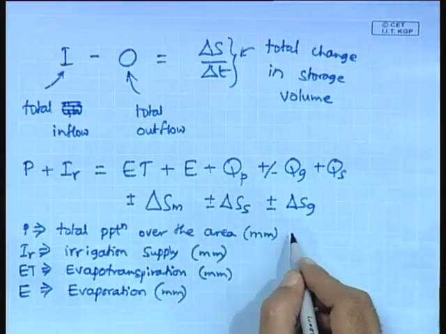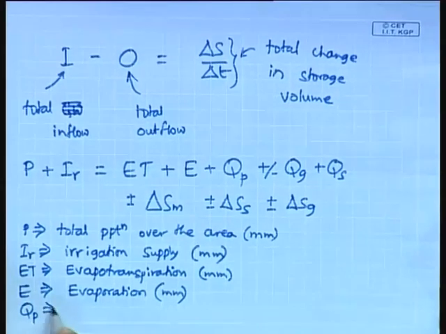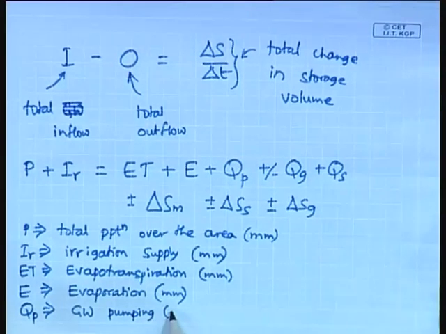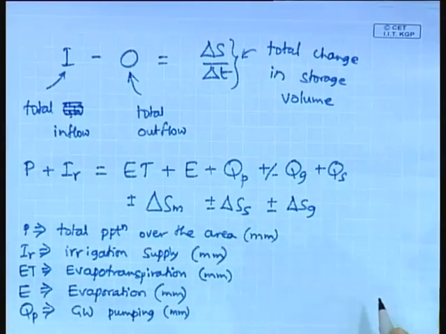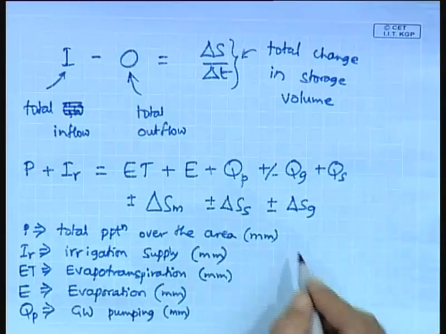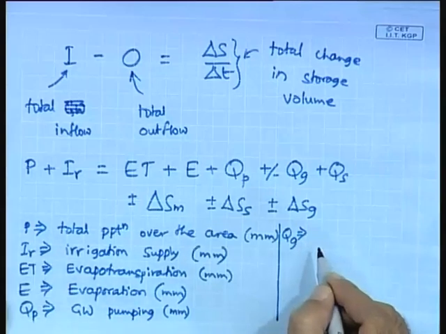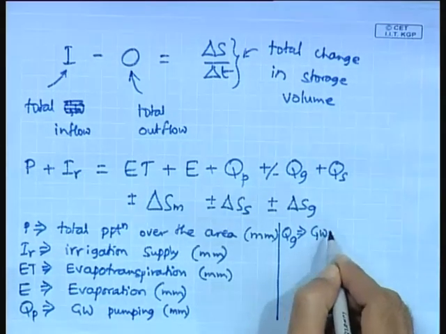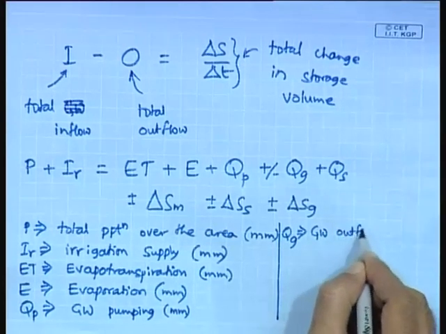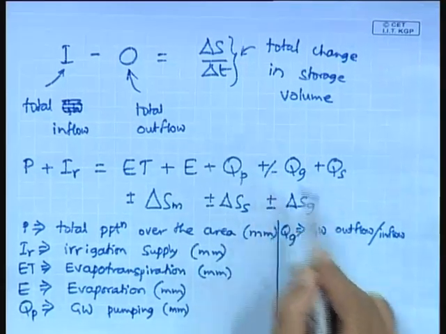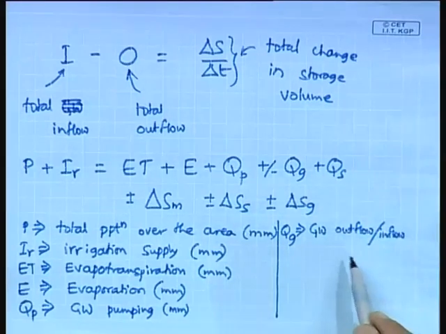So, next is this QP. This QP represents groundwater pumping. That is also expressed as a certain depth in millimeters, and then this QG represents the groundwater outflow or inflow. If it is outflow, it will have a positive sign. If it is inflow from the neighboring areas, it will have a negative sign.